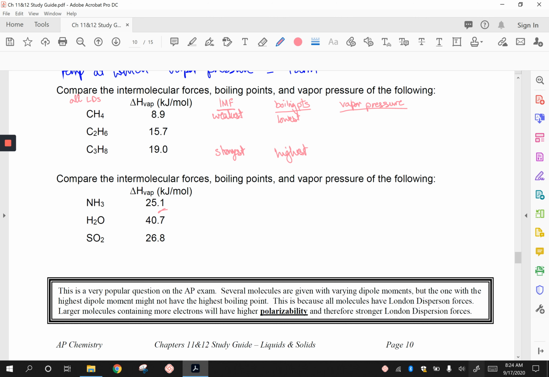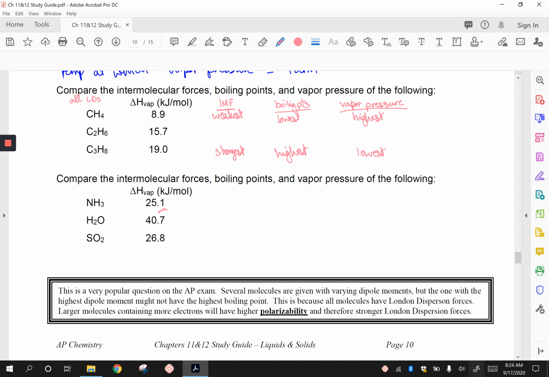So with vapor pressure, the stronger the intermolecular forces, the lower the vapor pressure. So this is the strongest of the intermolecular forces, so this is the lowest vapor pressure. And then the weakest intermolecular forces would have the highest vapor pressure.